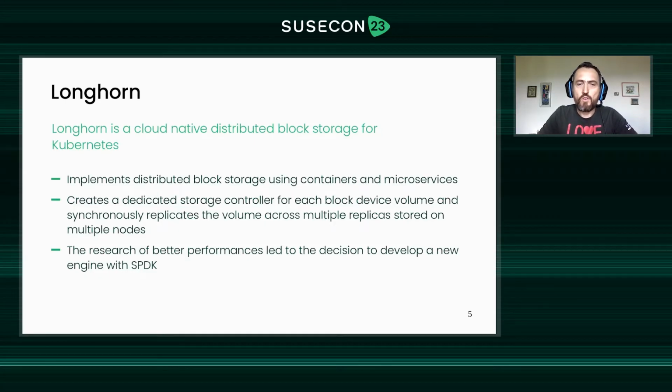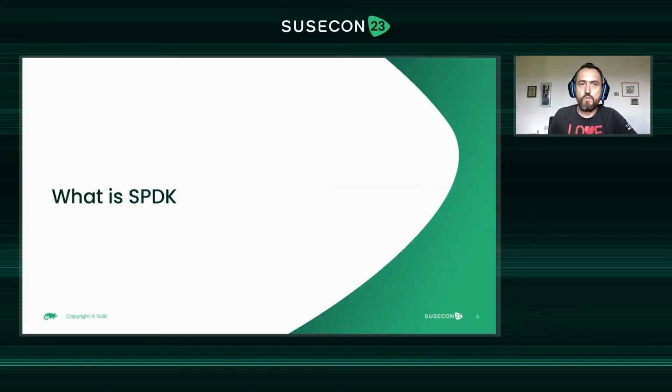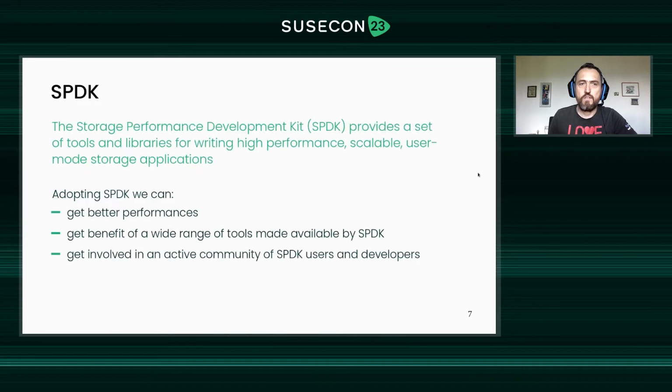What is the problem? Longhorn is a very good software, but actually it has a quite long I/O stack. And so this can lead to increased I/O latency and a reduced number of IOPS. And so this led to the decision to develop a new engine with SPDK. So let's see what SPDK is.